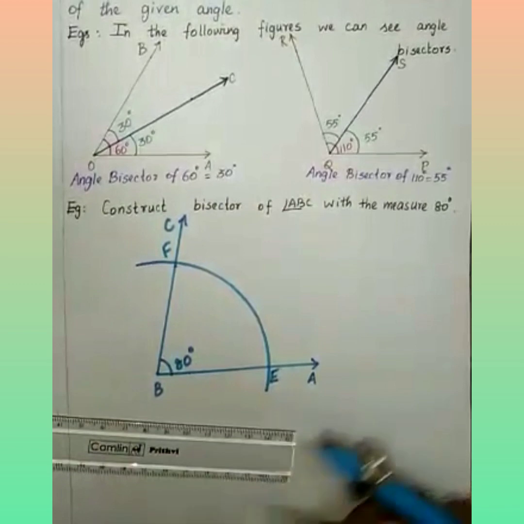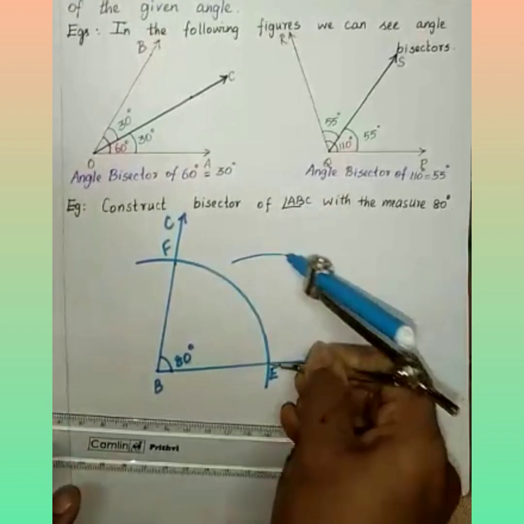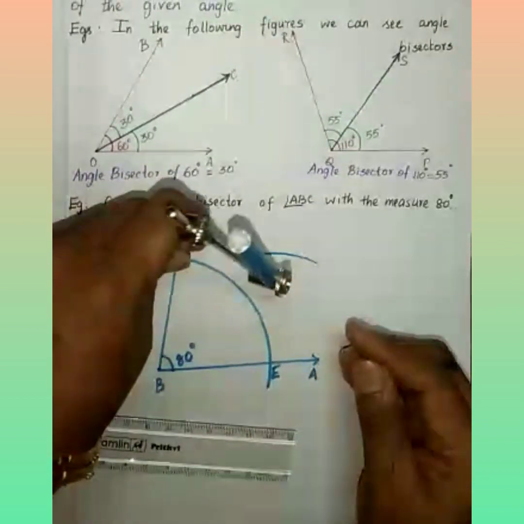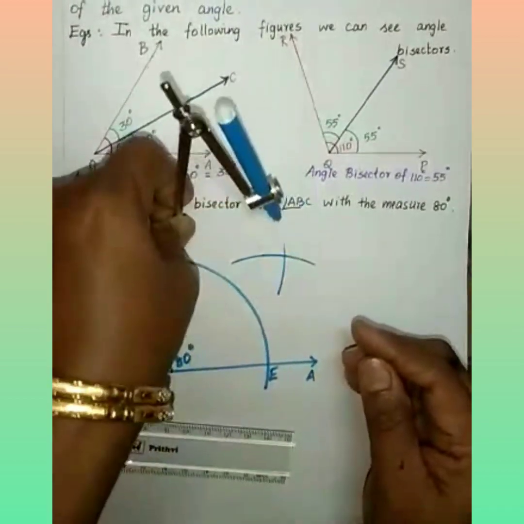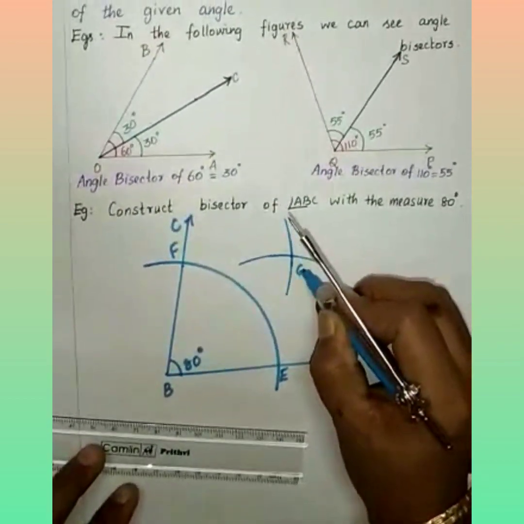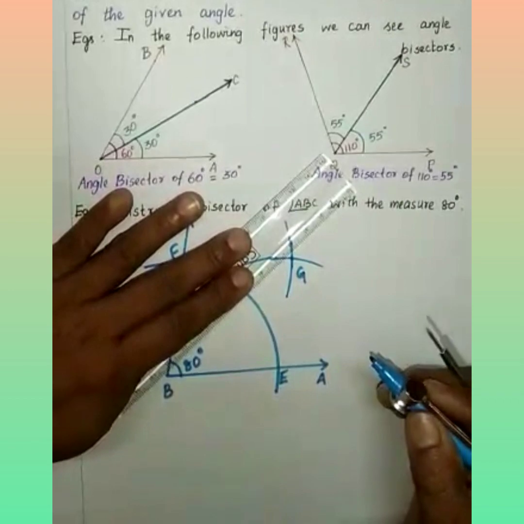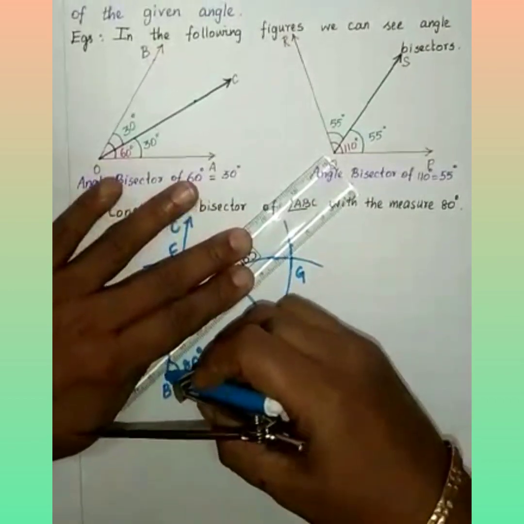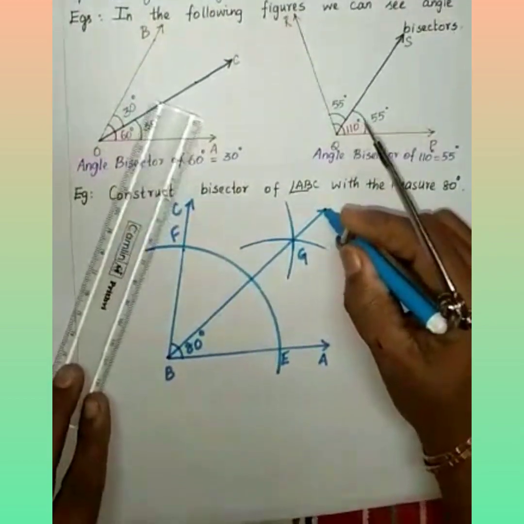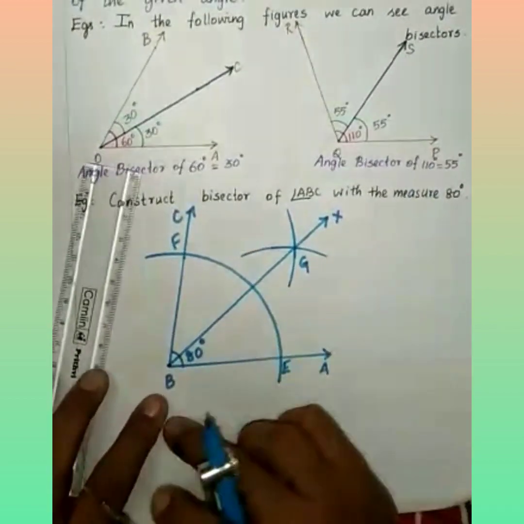With the same radius, E as center, you can draw an interior arc. Without changing the measurement, with F as center, you can draw one more arc to meet the previous one. The intersecting point, you can mark it as G. Now you can join BG and extend it to form a ray BX. Now BX is the required angle bisector of 80 degree.